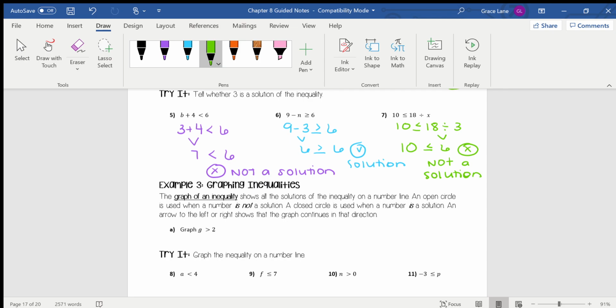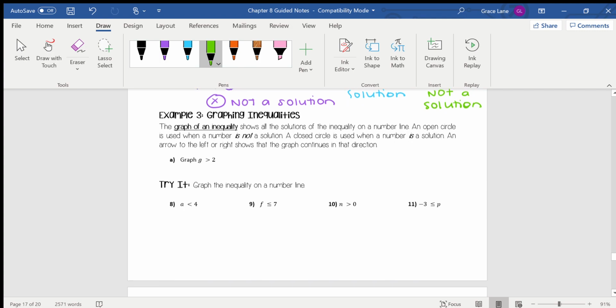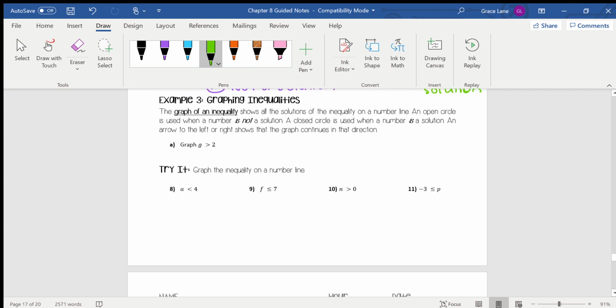Okay, so then this next part, we're going to graph the solutions. This is when I talked about how you're going to see that something could have more than one answer. So the words up here are walking you through what I'm trying to explain to you. It says the graph of an inequality shows all the solutions of the inequality on a number line. An open circle is used when a number is not a solution, a closed circle when the number is. An arrow to the left or the right shows that the graph continues in that direction.